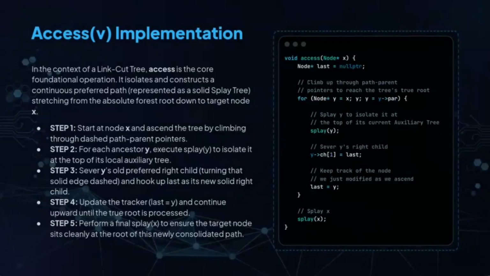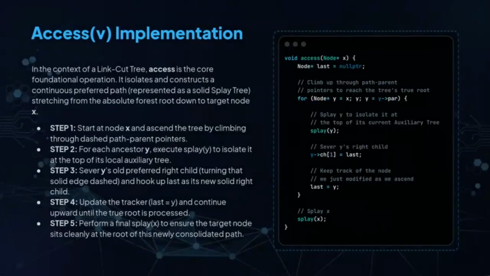In step 1, we start at node X and ascend the tree by climbing through those dashed path parent pointers. In step 2, for each ancestor Y we reach, we execute splay of Y to isolate it at the top of its local auxiliary tree. In step 3, we sever Y's old preferred right child, turning that solid edge dashed, and hook up our previously tracked subtree, stored in a variable called last, as its new solid right child.